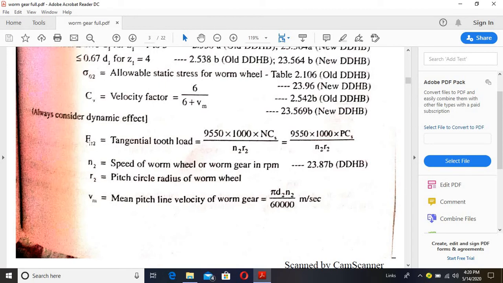Next is the tangential tooth load. Already we know the formula: Ft2 is equal to 9550 into 1000 into N into Cs divided by n2 into r2. Here n2 is the speed of the worm wheel or worm gear, r2 is the pitch circle radius of the worm wheel, and Vm is the mean pitch line velocity of the worm wheel, which can be calculated by pi d2 n2 divided by 60,000. Always we are calculating for the worm wheel, so you will always get n2, d2 and so on.